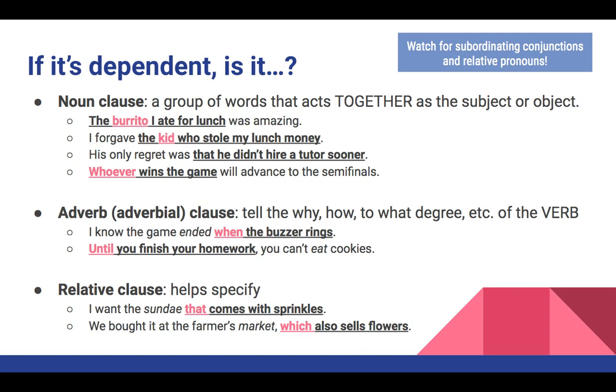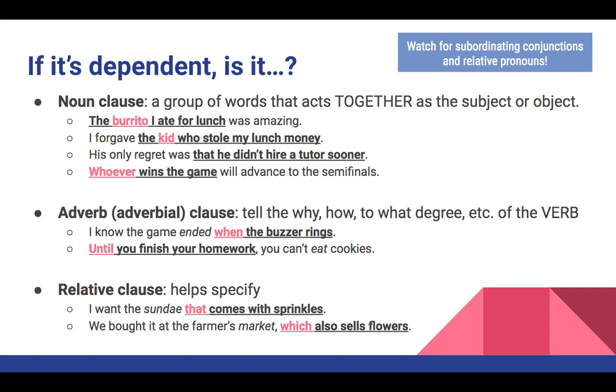So I want the sundae that comes with sprinkles. We can say I want the sundae, and we can stop there. But we've used a relative clause, that comes with sprinkles, to give more information about the sundae. We bought it at the farmer's market, which also sells flowers. I could stop at we bought it at the farmer's market, but I want to give more information about which farmer's market. So I use a relative clause that says the farmer's market, which also sells flowers.